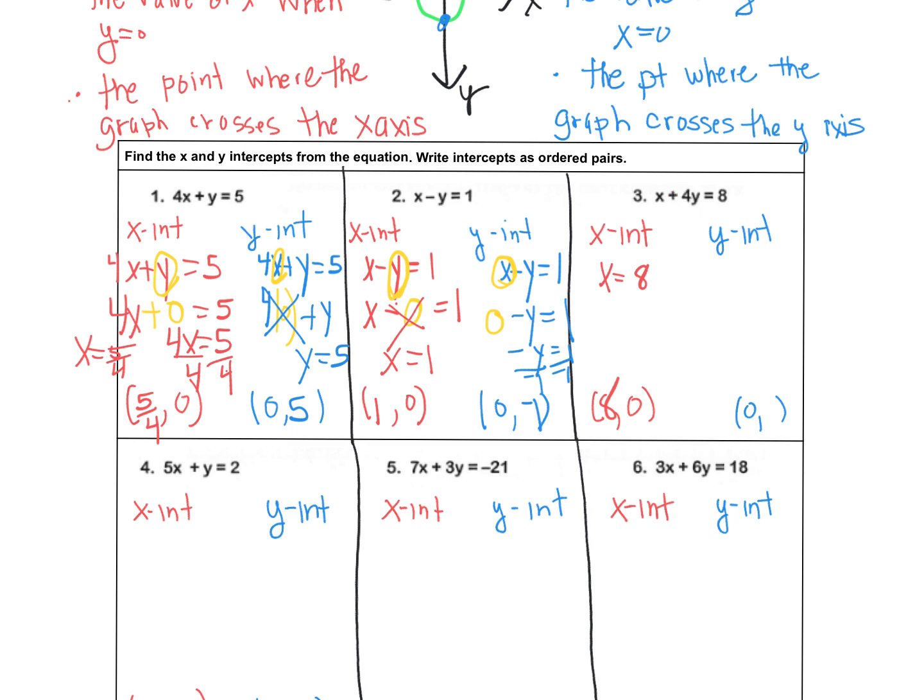Now to do the y-intercept, the value of y when x is 0. If x is 0, that would mean this part of the equation is gone. We would have 4y equals 8, and the y-intercept then would be 2. And so our point would be (0, 2). So it's the exact same. This process here is just a shortcut of what we have done with these two.